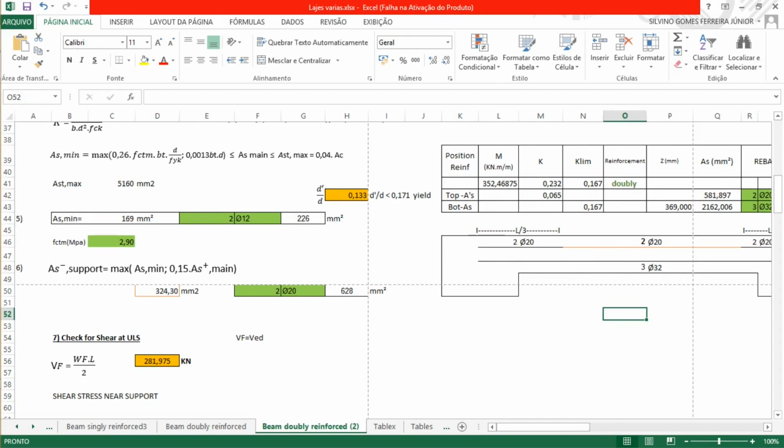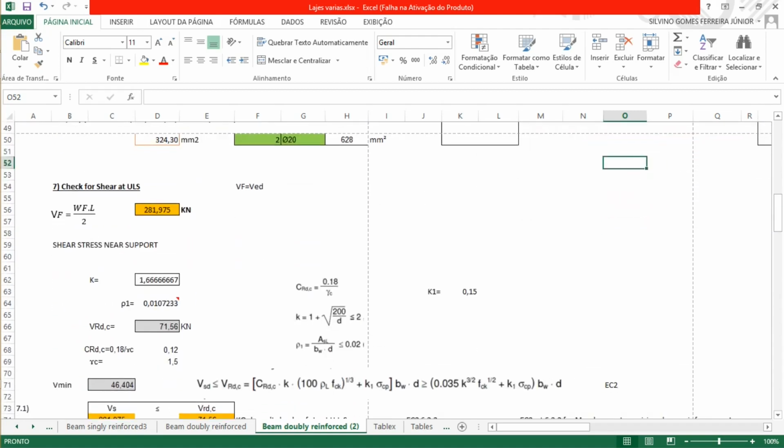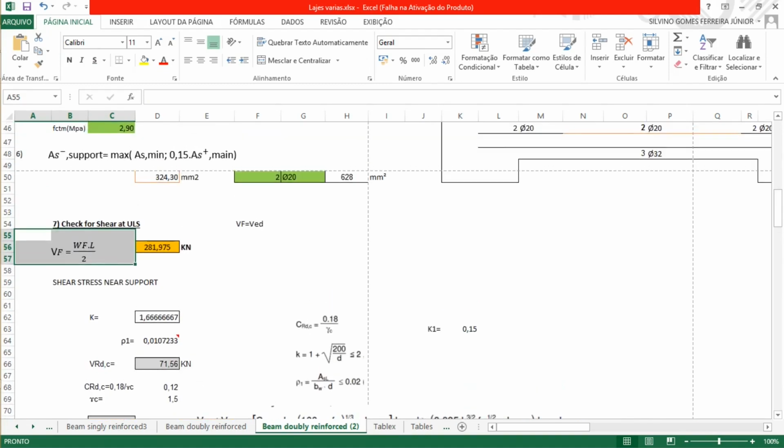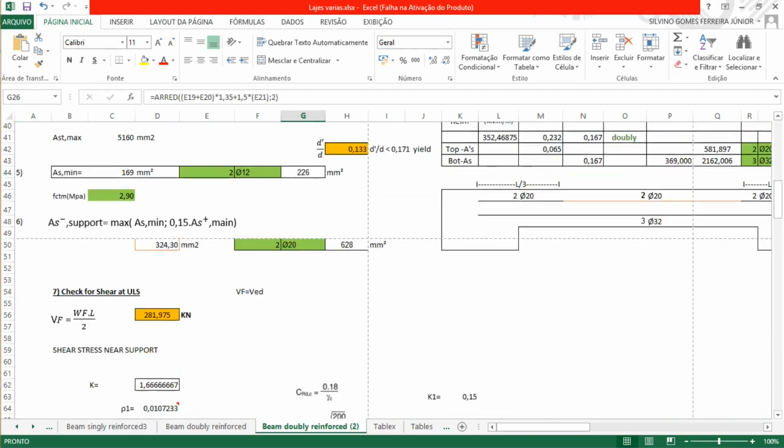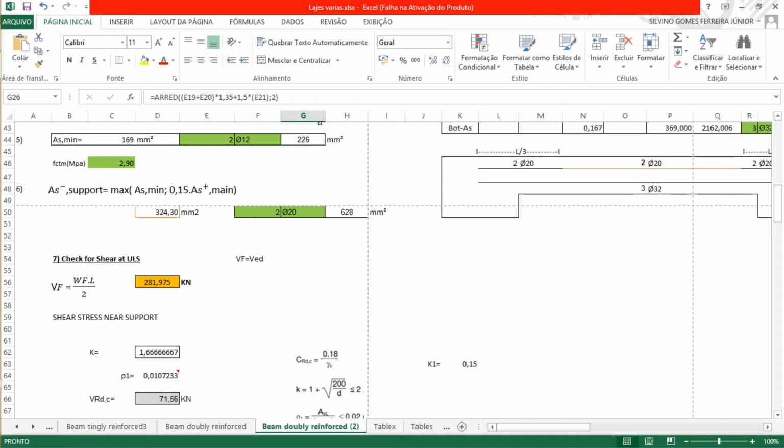Let's go see first if it needs stirrups, links. And for that we start with the shear. We have to check this at ultimate limit state according to the Eurocode. For this simply supported beam, it is given by this expression: the shear is the factored load multiplied by the span over 2. When we take this factored load, which is 112, multiplied by the span, which is 5 meters, over 2, we get 281 kilonewtons.